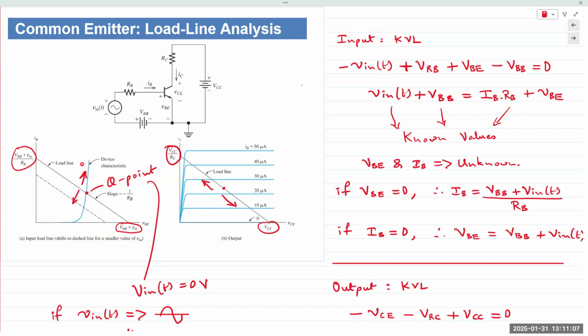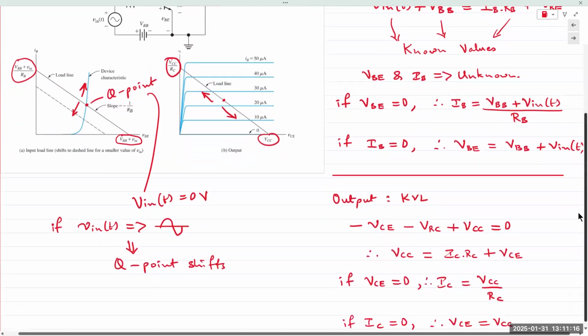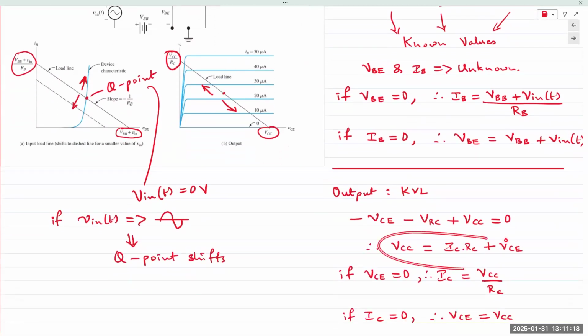Okay. So we applied KVL on the input side. We applied KVL on the output side. We generated our equations, plugged in X and Y equal to 0, and determined the values for the coordinates. So for a BJT, we have two sets, right? We have the input side, we have the output side. On the input side, we have VB and IB. On the output side, we have IC and VCE.